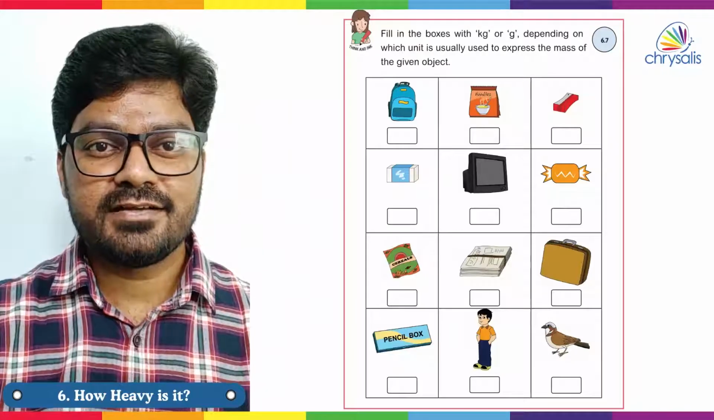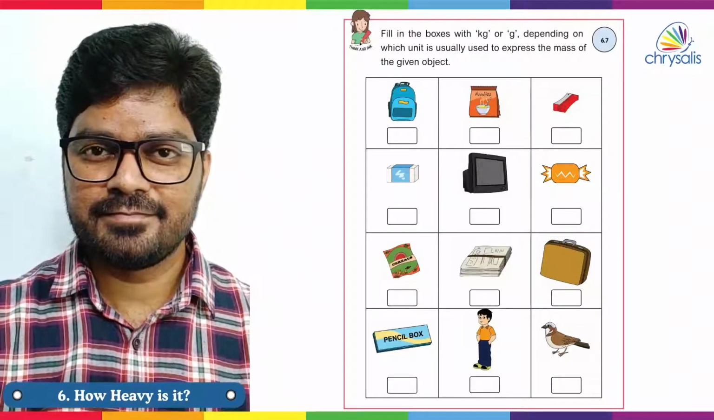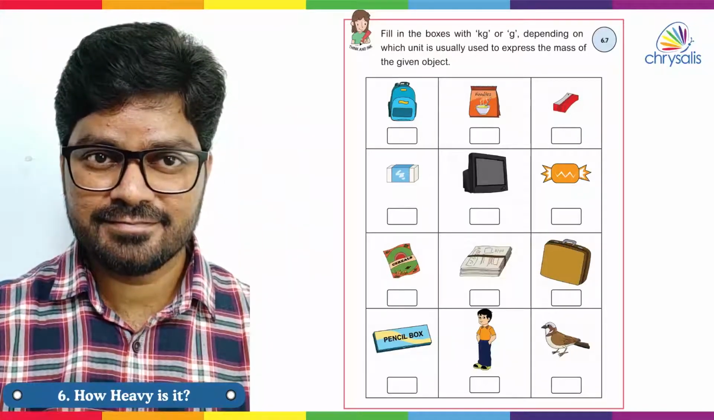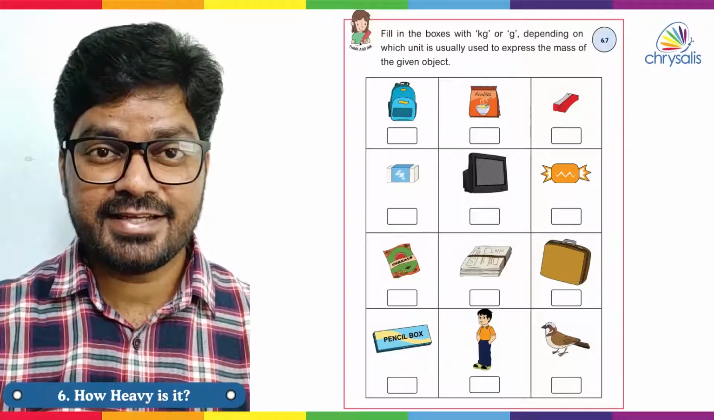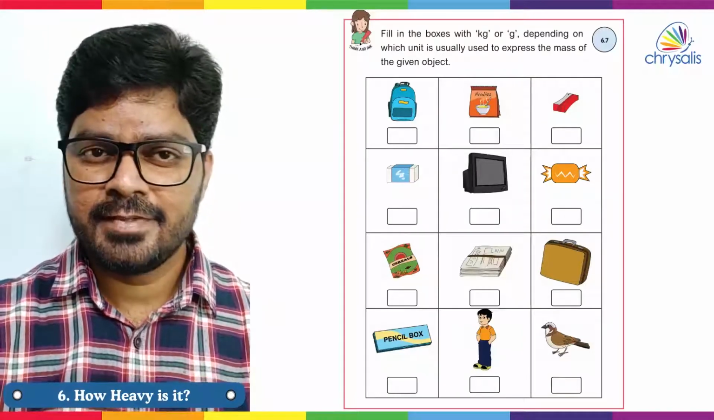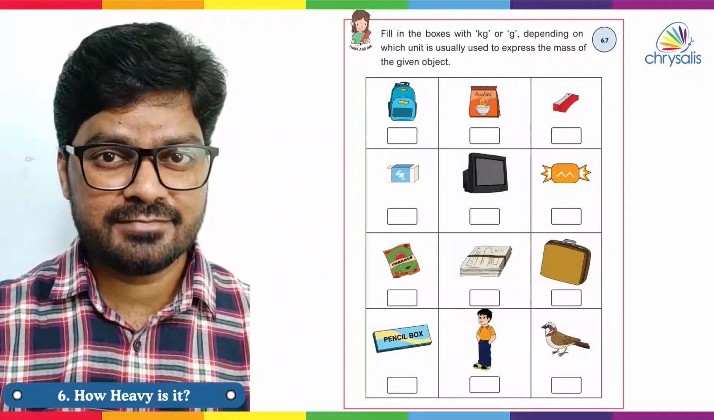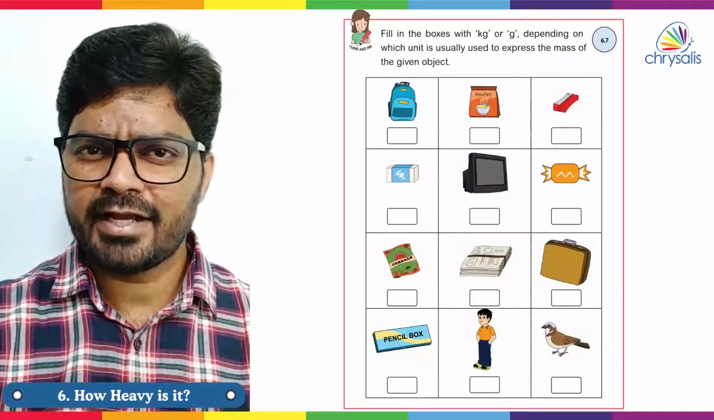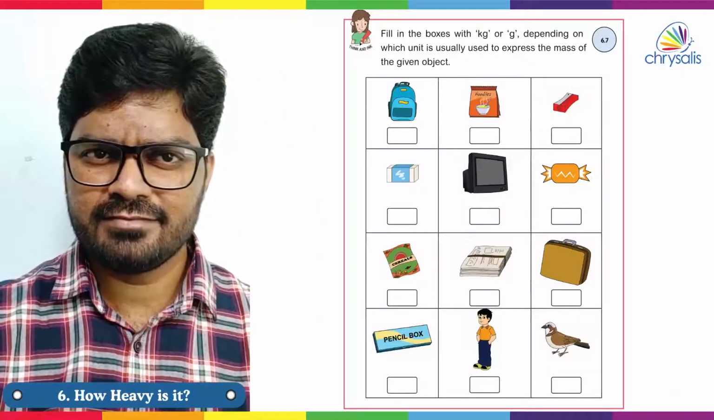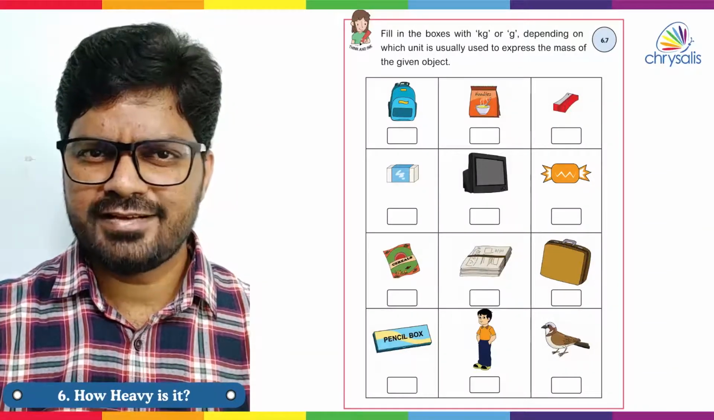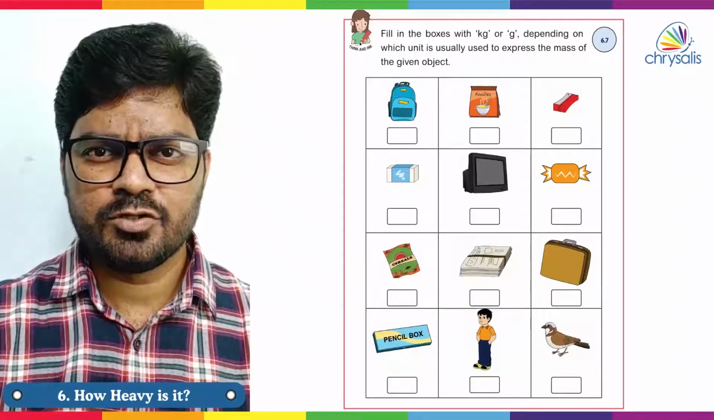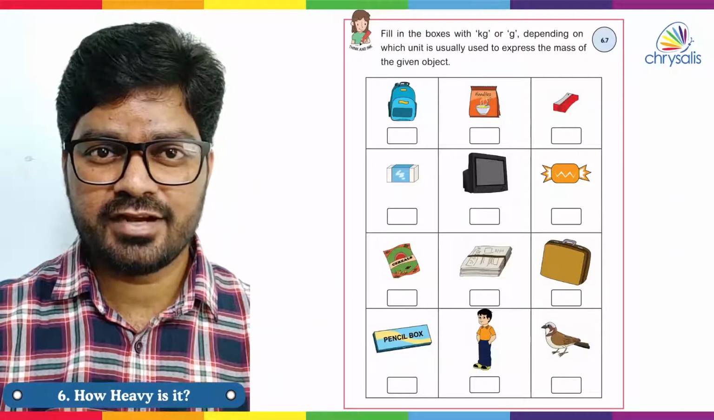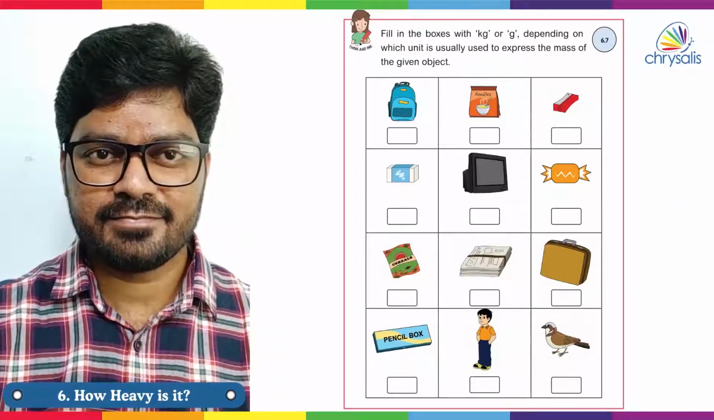The first object is a school bag. Do you think your school bag is heavier than a kilogram? If yes, write kg under it. Now let us see the second object. It is a packet of noodles. Do you think a packet of noodles is heavy? It looks like less than a kilogram. So we use grams to measure this packet of noodles. So you can write g under it.